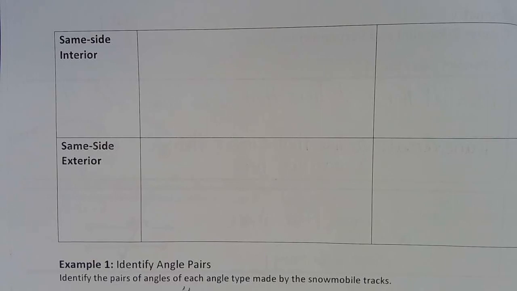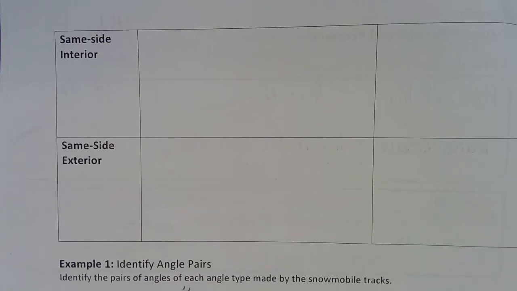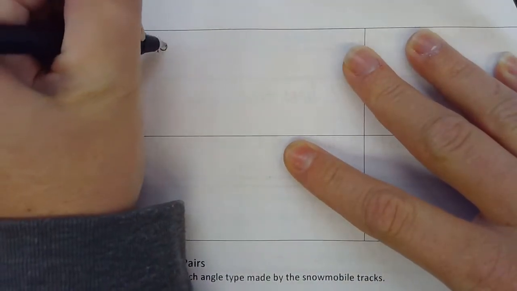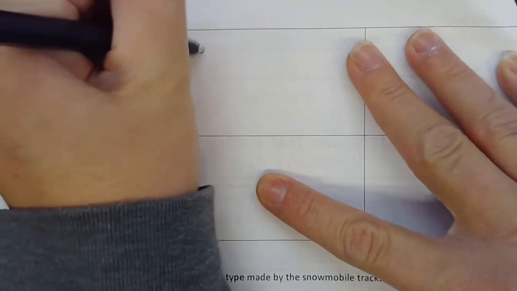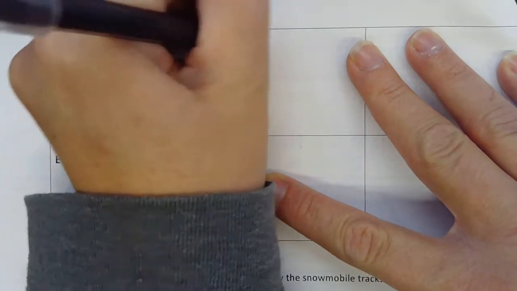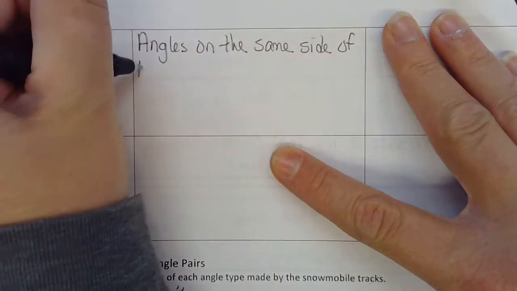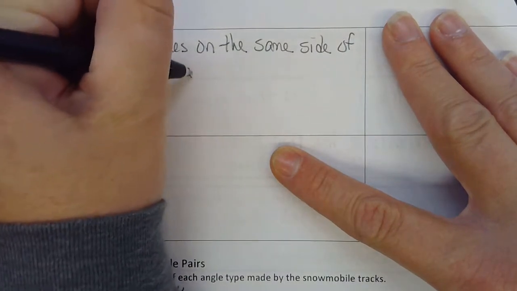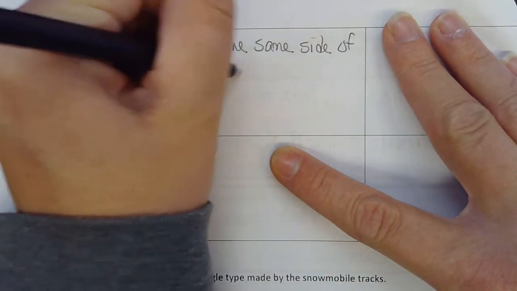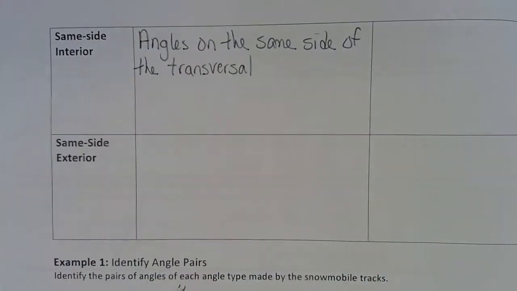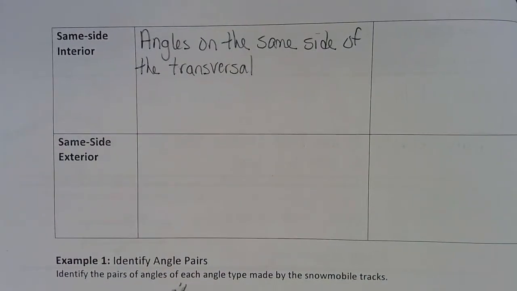So the next angle pair says same side interior. Same side means that you have two angles that are on the same side of the transversal. So angles on the same side of the transversal. So again, they're both on the left or they're both on the right.